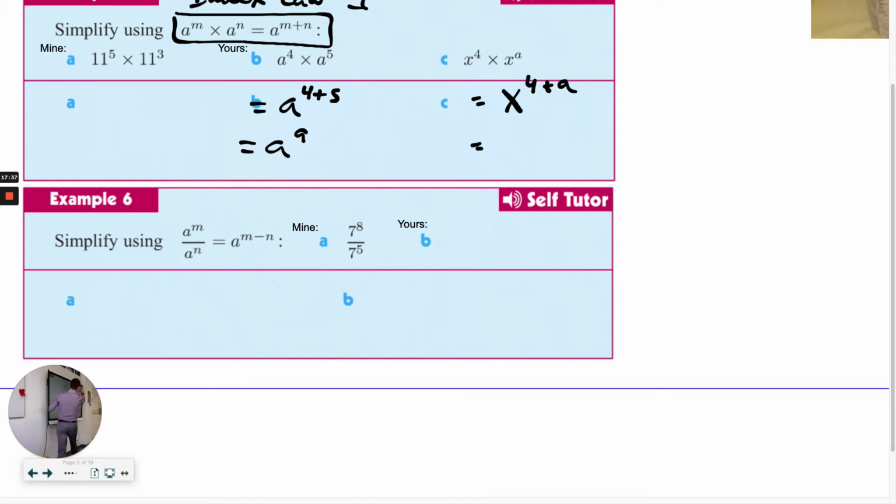So the first one, you have bunches of A's. You have 4 there multiplied, and then multiplied by 5 more. So you should have 9 multiplied. Not a big deal, right? And then this one, I've got 4 X's and then some more X's. How many? I don't know. A X's. So you can leave it as X to the 4 plus A. I can't simplify it. If you tell me A, I'll put it in, but I don't know it, so you have to leave it. Cool?